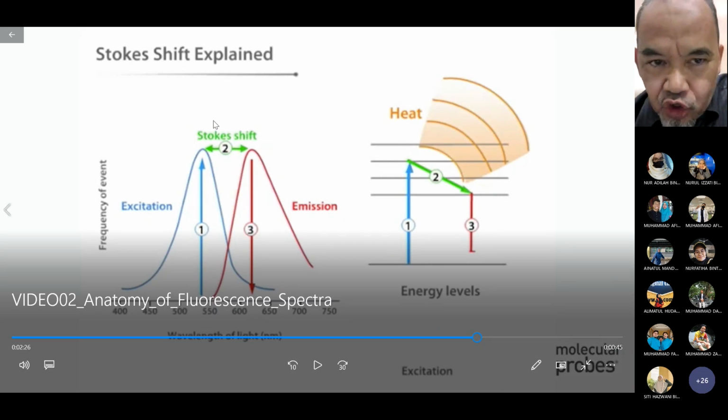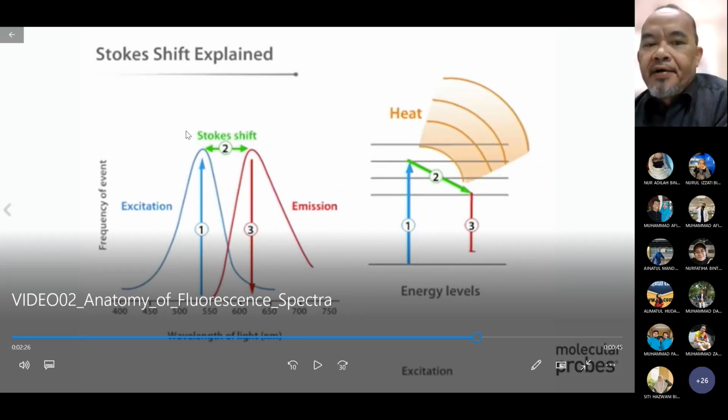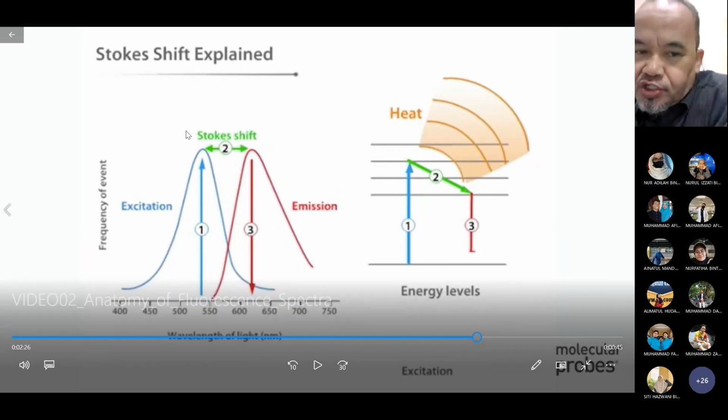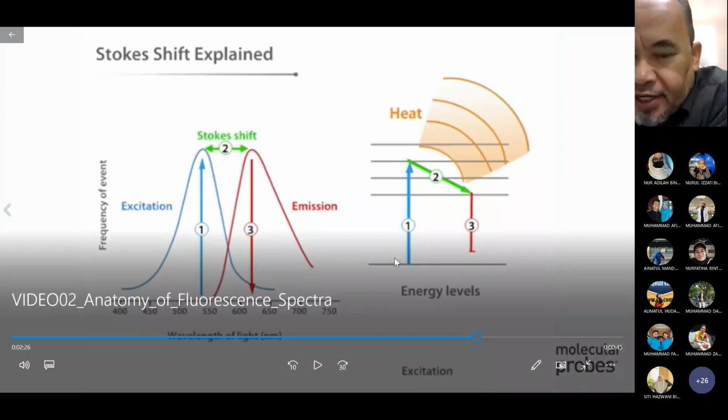So this Stokes shift gives the difference in terms of wavelength between the emission peak and the excitation peak. But it can also be inferred as the energy that has been lost once the emission occurs. Like you can see from here, when we excite the molecule, the excitation occurs, as shown in the blue line here.